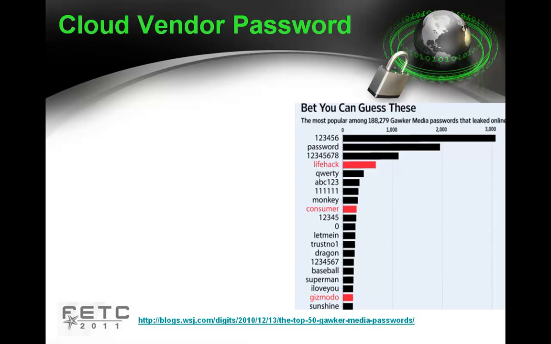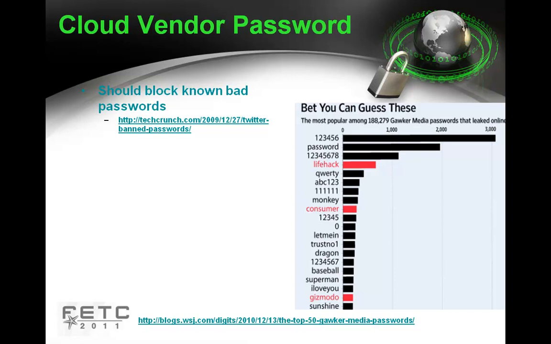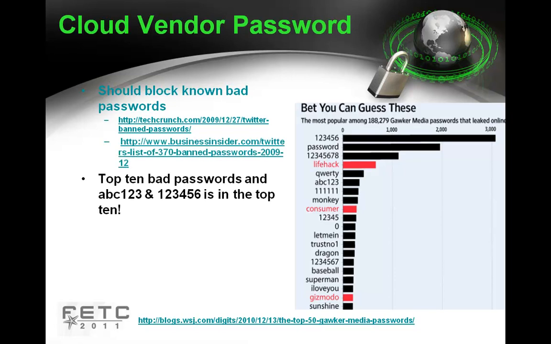Let's look at what happened with Gawker. Look at their top passwords here. You see 123456, password, ABC123, monkey. You're seeing a lot of weak passwords. And here I've provided a couple of links. One of the things I would ask the vendor to do is this: Twitter has 370 passwords that they say you cannot use because those are such bad passwords and anybody can guess them. There's a list right here on this page, and a video on YouTube that talks about the 10 worst passwords. ABC123 and 123456 are both in there, and those are ones I've seen used so much.